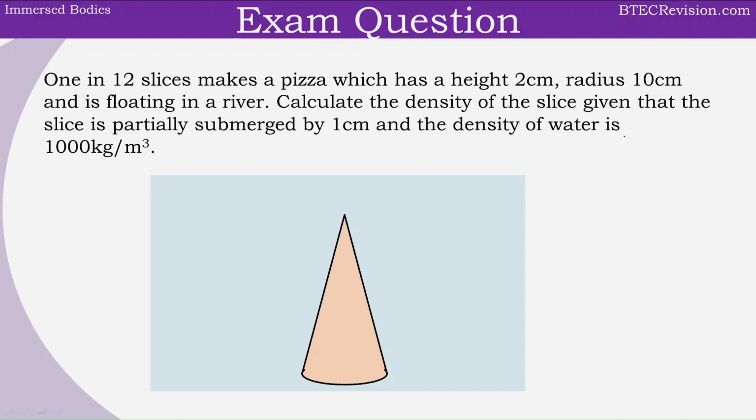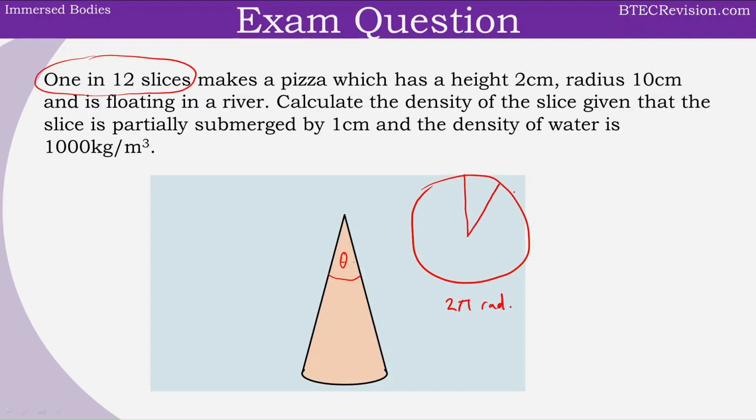The first thing we can note is that we need to calculate the area of this pizza, and this has the shape of a sector. So we will need to work out the angle, and we can see we have 1 in 12 slices. If we take a circle, and we know the circle has an angle of 2 pi radians, and if we take 1/12 of that, we can divide the angle by 12, and that will give us a value of pi over 6. So we know the angle is pi over 6.